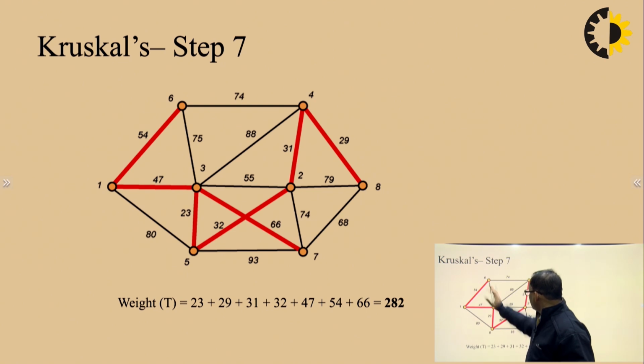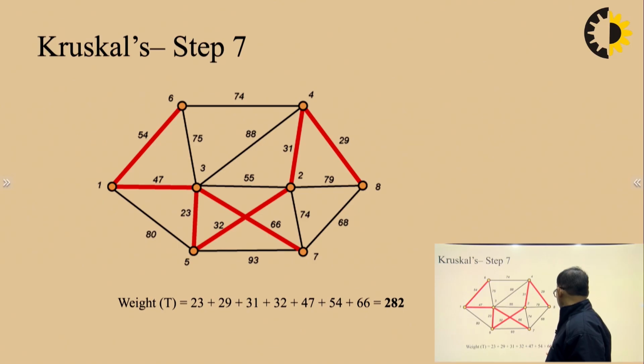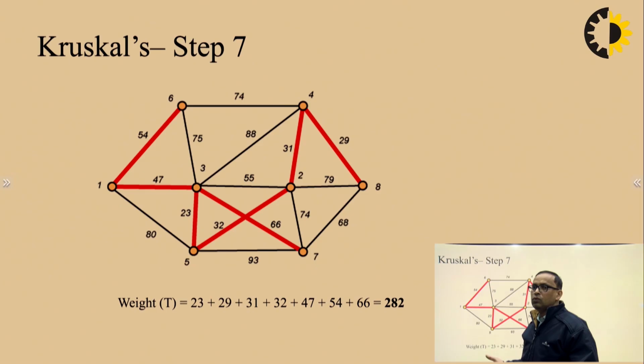Okay, so this is the minimum spanning tree, and now the weight or cost of the minimum spanning tree will be the sum of all the edges which are included in the minimum spanning tree, which are shown in the red color. So it will be 23 plus 29 plus 31 plus 32 plus 47 plus 54 plus 66. It means 282. So this will be the weight or cost of this minimum spanning tree. So using Kruskal algorithm, we will find the minimum spanning tree in this way.